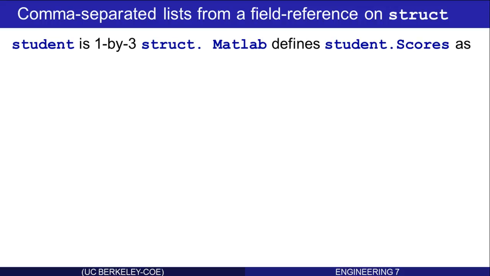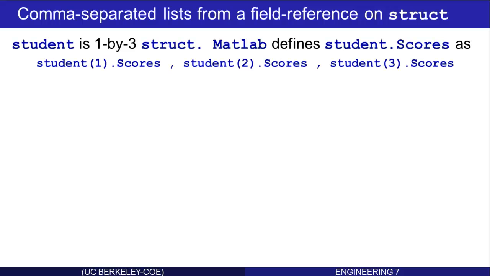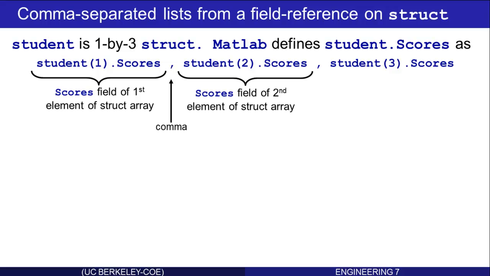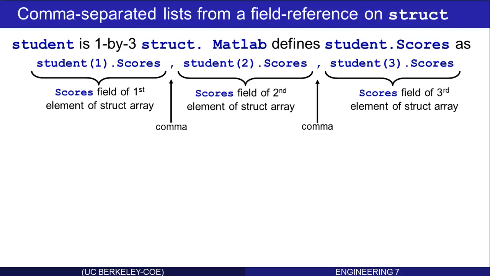Let's start with the connection between comma-separated lists and field references of struct objects. Recall our struct array student, which contained Fred, Esme, and Sal's names, student ID numbers, and test scores. Matlab defines the reference student.Scores as this, which is precisely the scores field of the first element of the struct array, with a comma, the scores field of the second element of the struct array and another comma, and finally the scores field of the third element.